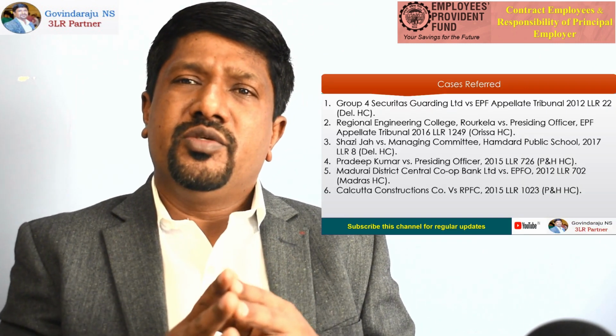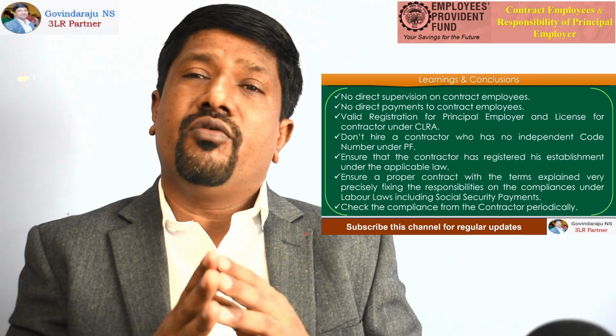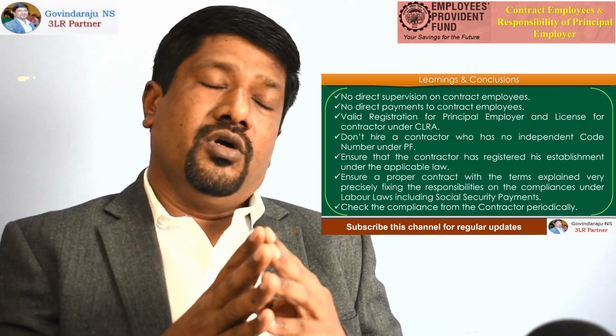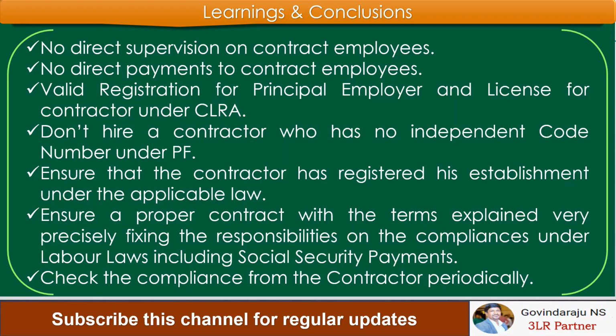These are the cases which I have referred to. In some of the cases it was also held that even if there is no license under the CLRA, it is not automatic that the principal employer is responsible for the contract employees, but these are all based on certain circumstances and facts. Therefore you have to be very careful while concluding on these issues. Now, what are the learnings we have got? We understood the text of the law and the judicial principles. The learning is: no direct supervision of contract employees, no direct payments to contract employees, and valid registration for the principal employer and a license under the Contract Labor Regulation and Abolition Act is very much necessary.